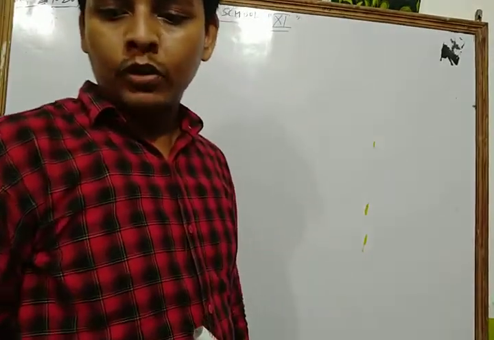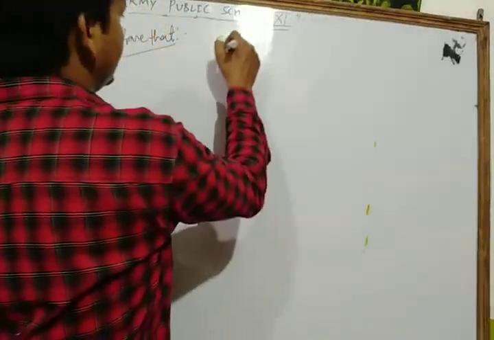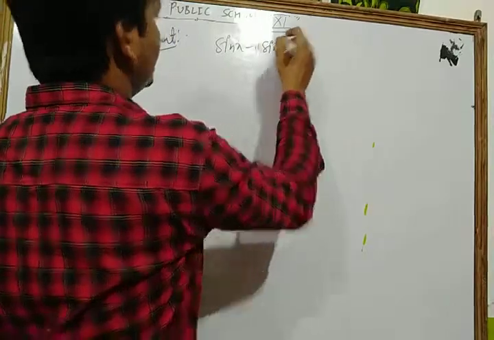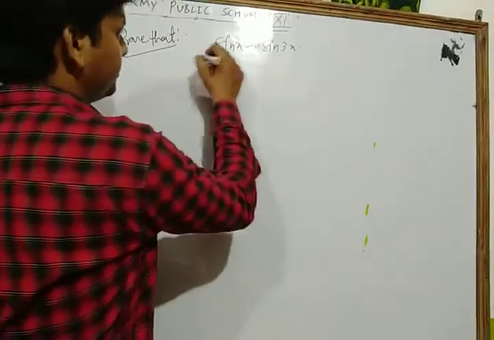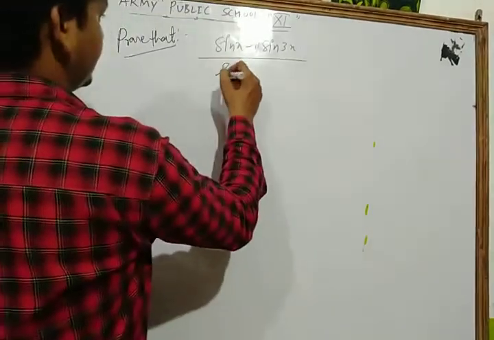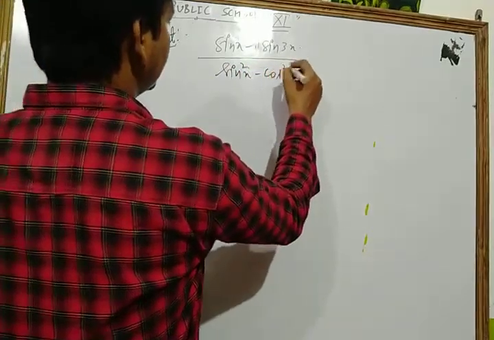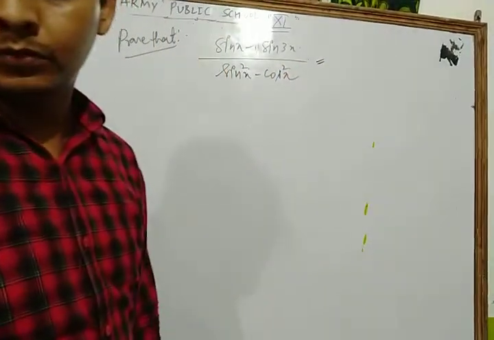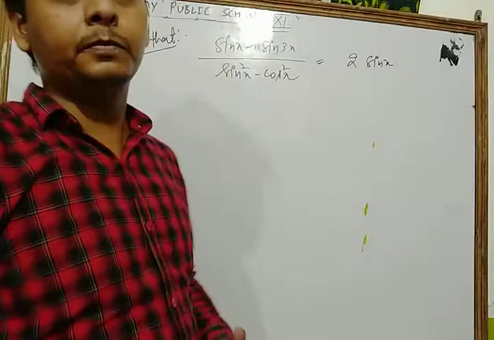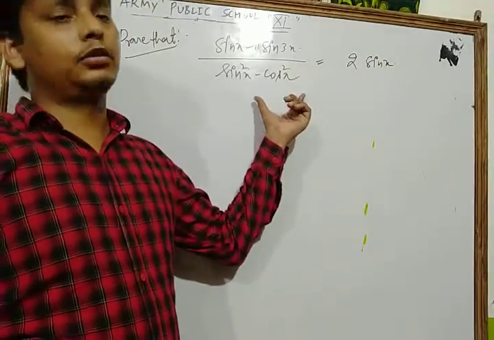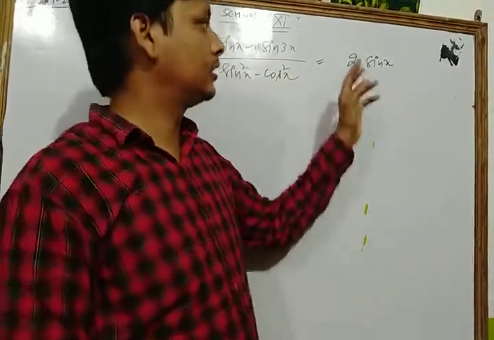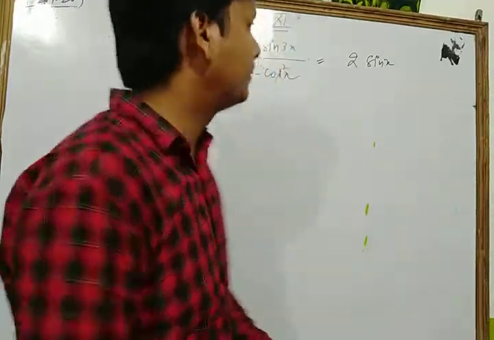Prove that sin x minus sin 3x upon sin square x minus cos square x is equal to 2 sin x. Okay, this is your question. Here we have to show that sin x minus sin 3x upon sin square x minus cos square x is 2 sin x. Okay, now let's see.